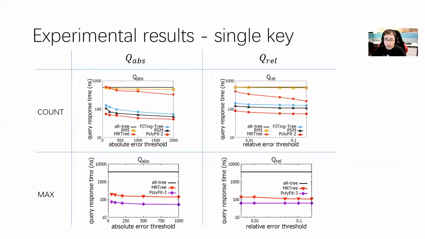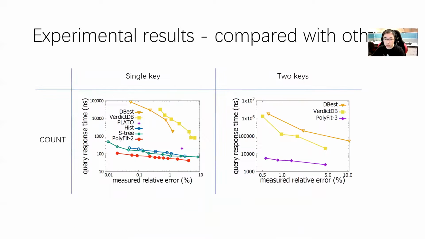On single key performance, we first compare with the methods that can provide absolute or relative error guarantees. We vary both of these thresholds to see the performance change. The result is that we can be 1.3 times faster than the best competitor in single key count query and 2 times faster in single key max query. When compared with range aggregate query methods that cannot provide absolute or relative error guarantees, Polyfit can still provide a better error and query response time trade-off than all the competitors.